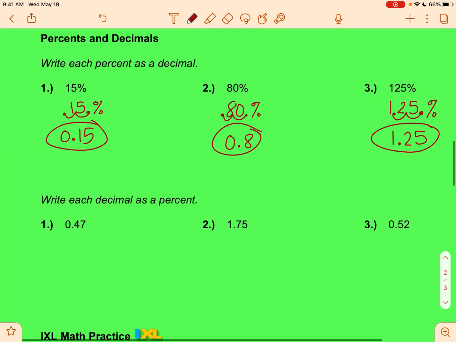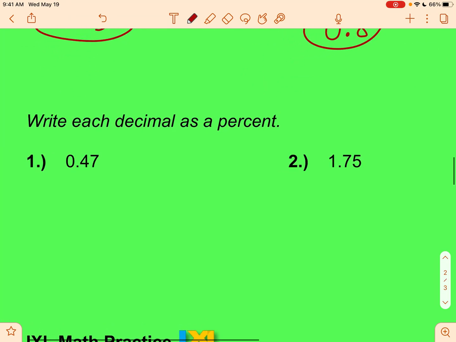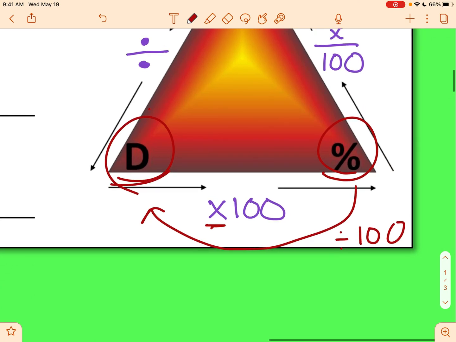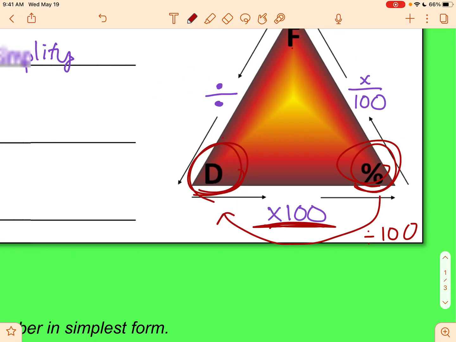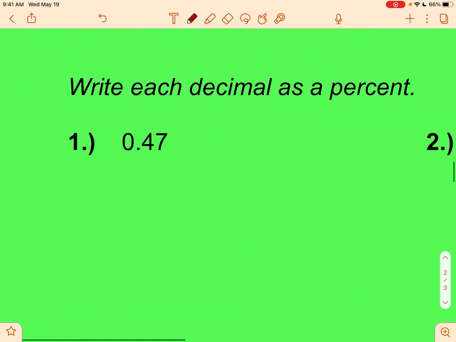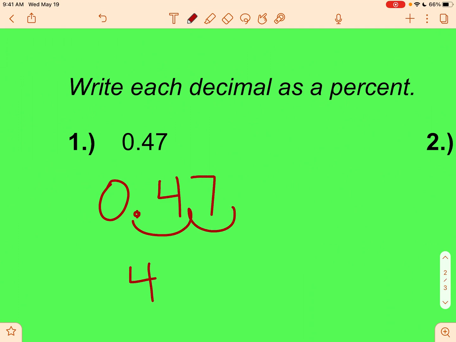Awesome. So now moving on to the next section, we are writing each decimal as a percent. So if we go back to change from a decimal to a percent, we are multiplying by 100. So we're doing the opposite of what we just did. If we have 0.47, we want to multiply this by 100, or move your decimal point 2 places to the right. So we get 47%.